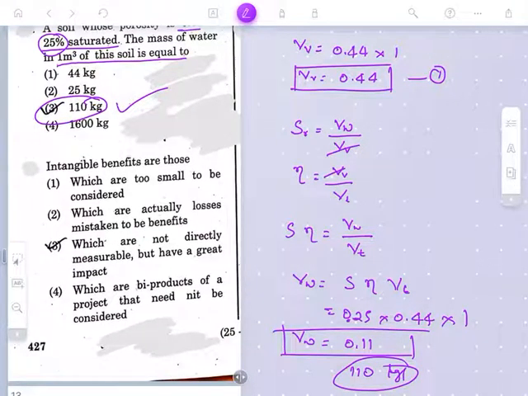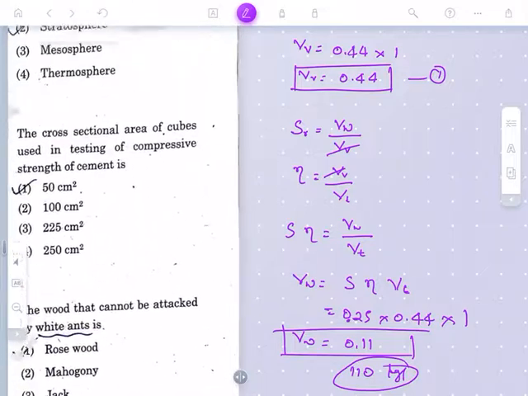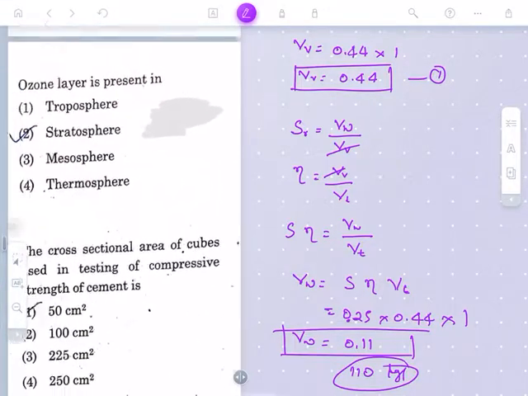Very easy question. So next question, this is a very general question. Intangible benefits are those, this is not a technical question, it is a general question. Intangible benefits are those which are not directly measurable but have a greater impact. So this is the most appropriate answer for this question. Fine, let me move on to the next question.